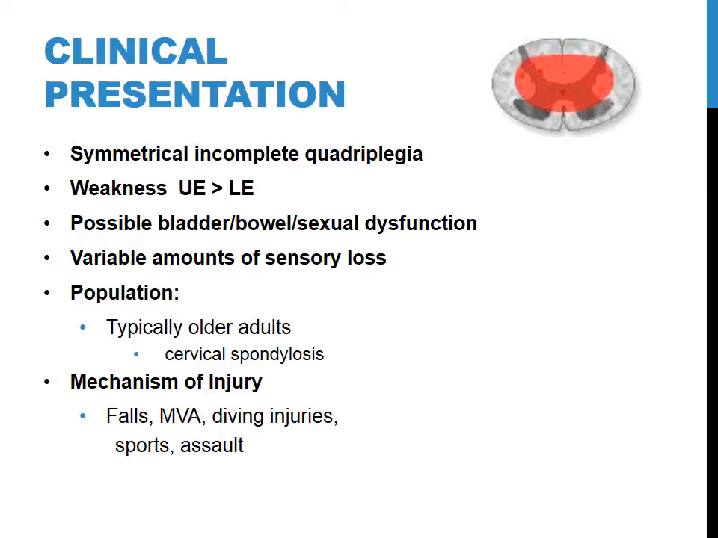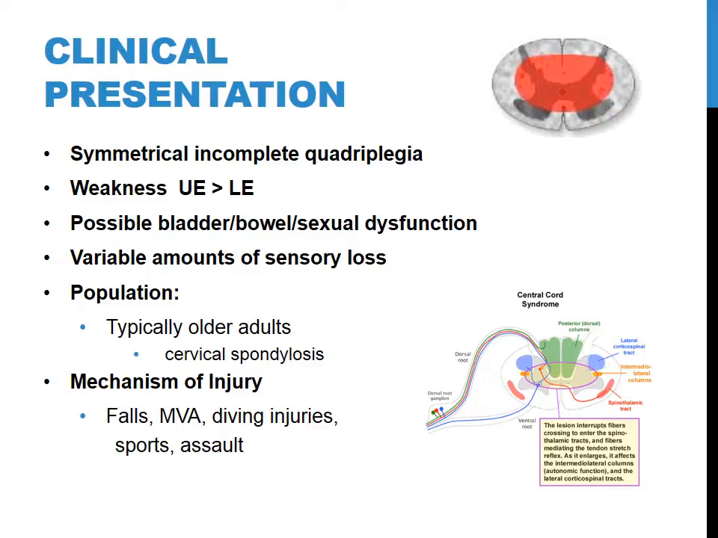The other symptoms that the patient will have, depending on the extent of the damage in that middle region of the spinal cord, include some lower extremity weakness. You can see in that lower picture that there's the ability for the damage to extend out into the lower extremity regions and even into the sacral regions, which is why they can have possible bladder, bowel, and sexual dysfunction.